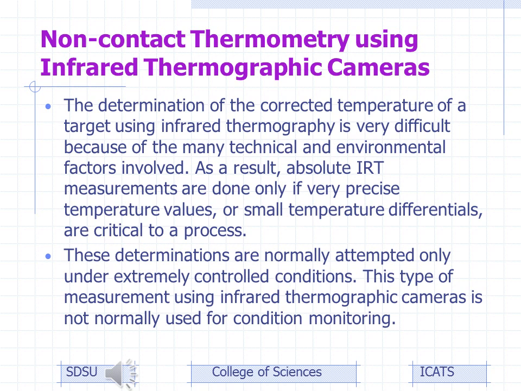Okay, let's move to non-contact thermometry using infrared thermographic cameras. The determination of correct temperatures of a target using infrared thermography is very difficult because of many technical and environmental factors involved. As I mentioned earlier, you have to control the environment very carefully. As a result, absolute infrared thermography measurements are done only if very precise temperature values or small temperature differentials are critical to a process. These determinations are normally attempted only under extremely controlled conditions. This type of measurement using infrared thermal cameras is not normally used for condition monitoring.